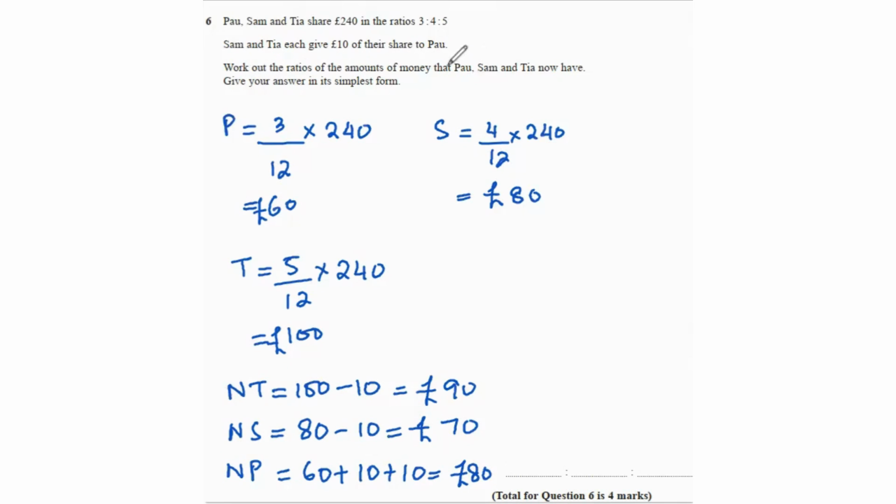Work out the ratio of the amounts of money that Pao, Sam, and Tia now have. So Pao is going to be 80. Then we have Sam, which is 70, and Tia is 90. So when you simplify the three, the 0 cancels out, and we're left with 8:7:9. And that is your answer.